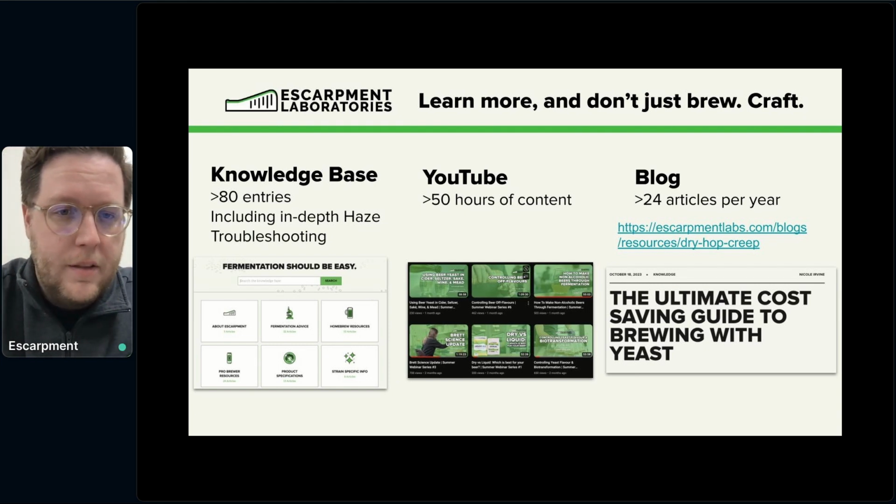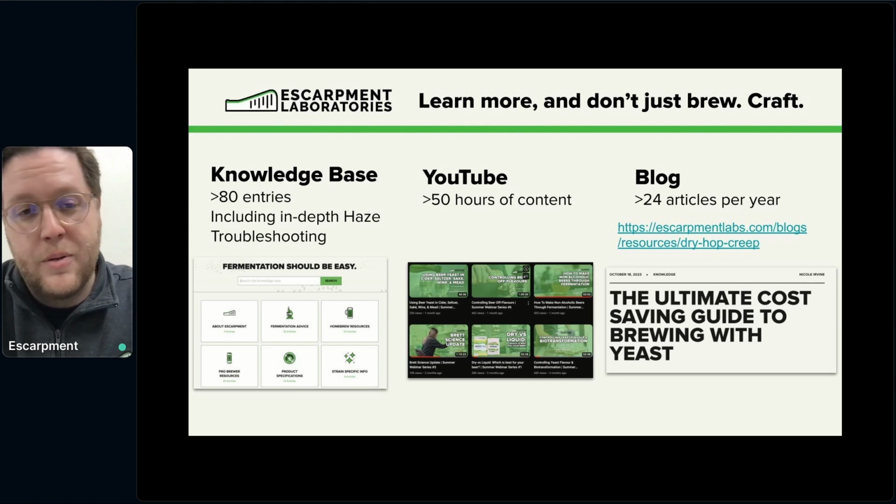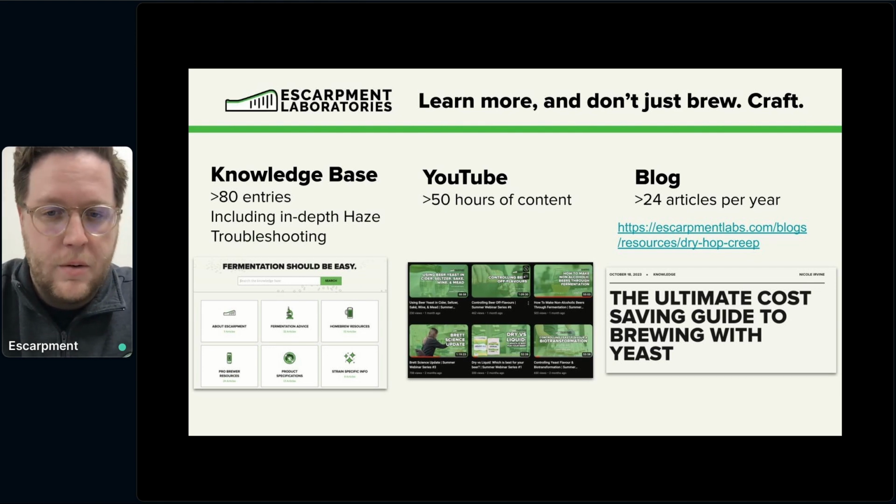And that's it for today. This one's a little bit shorter than usual. There's lots of other information out there on hop-derived haze. I didn't want to go into too much depth because there are some awesome resources.